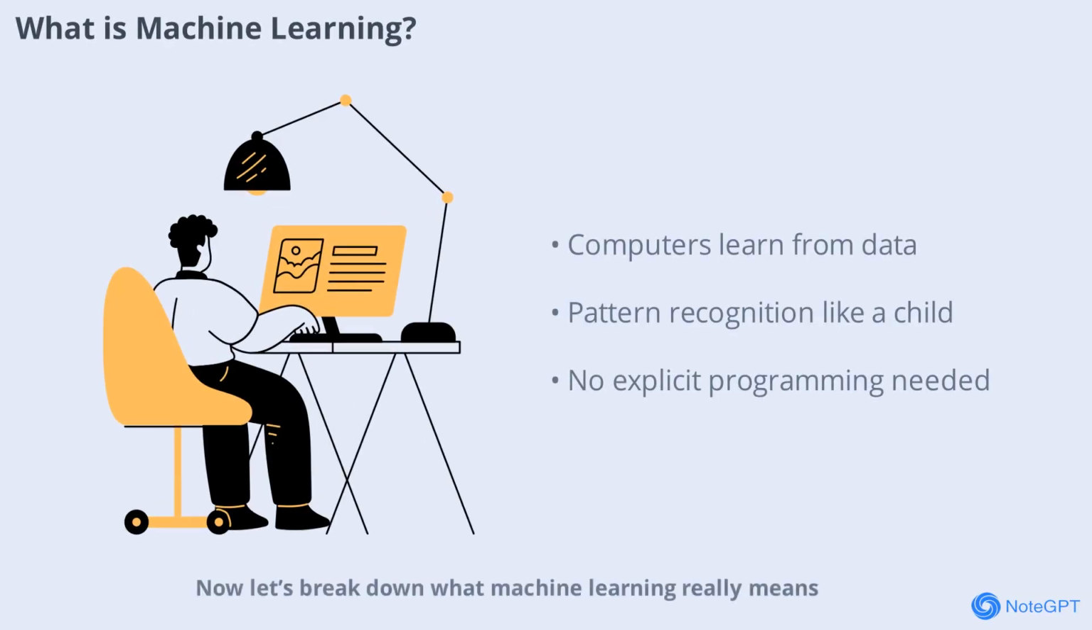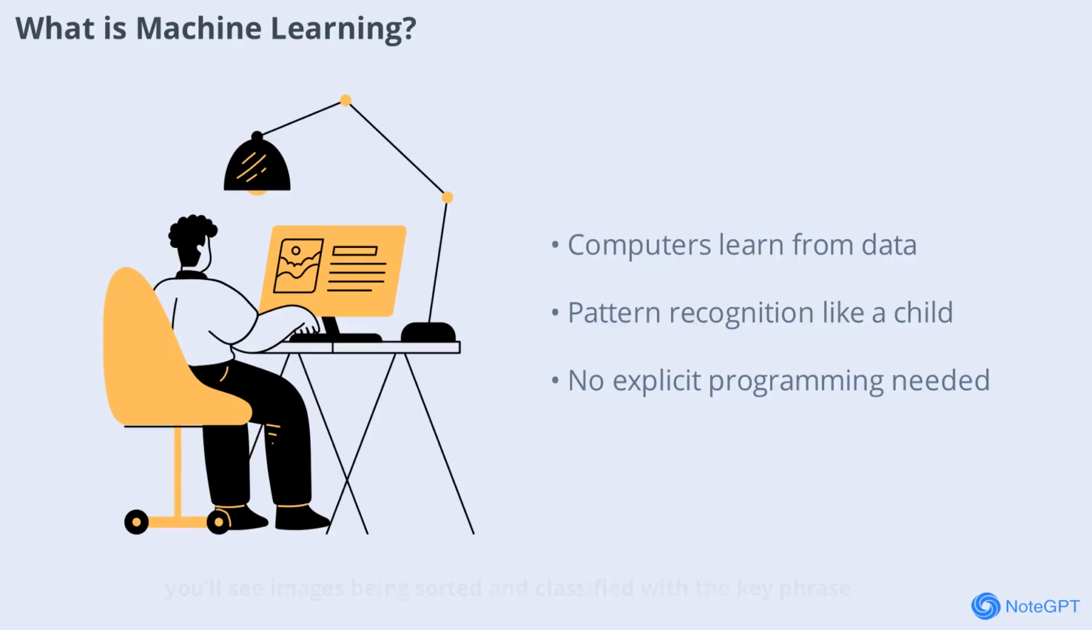Now let's break down what machine learning really means. Picture our professor explaining while animated icons float beside them. Machine learning is all about computers learning patterns from data. For example, imagine a computer being shown lots of pictures of cats and dogs. Over time, it learns to tell the difference, just like a child learns to recognize animals by seeing them repeatedly.